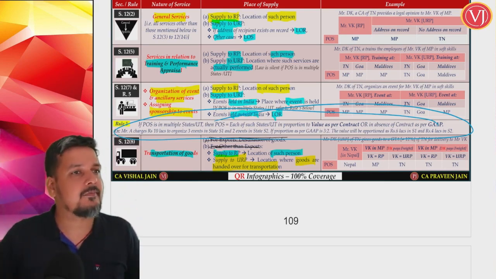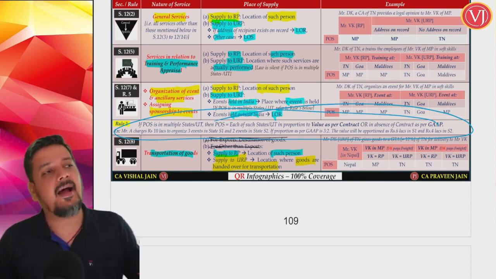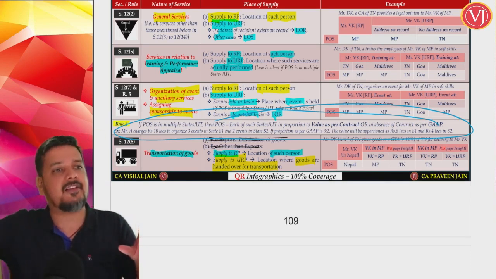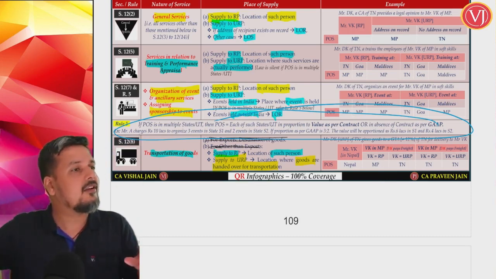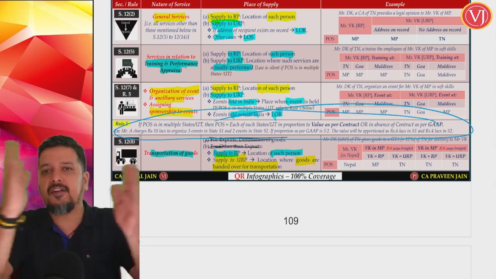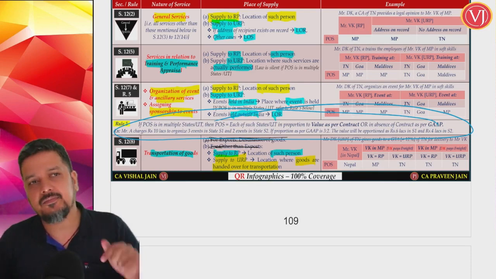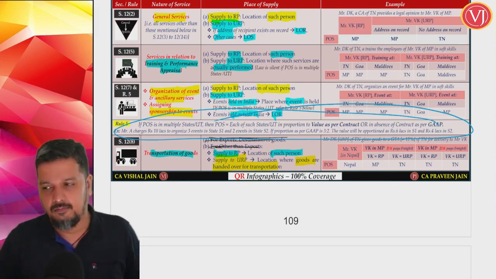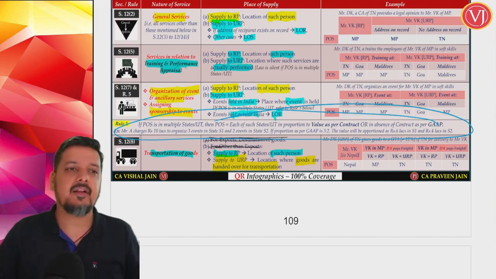Logical breakup. And if I'm organizing an event for IPL, again it will be multiple states. The event can be held in multiple states. If the contract gives the breakup, go with the contract. If not, rule 5. So that is everything about your section 12.